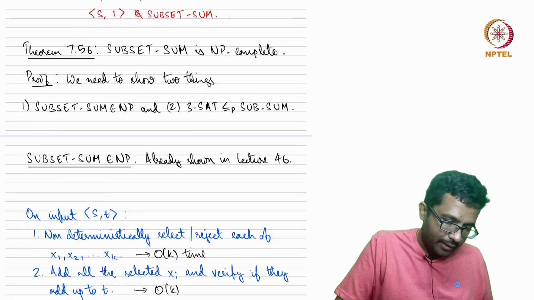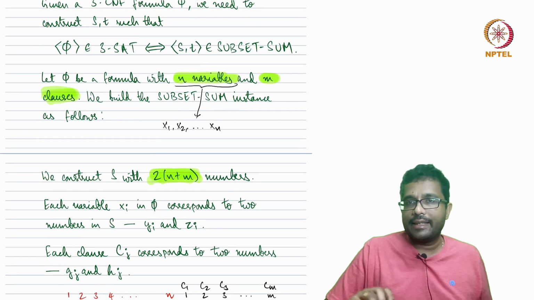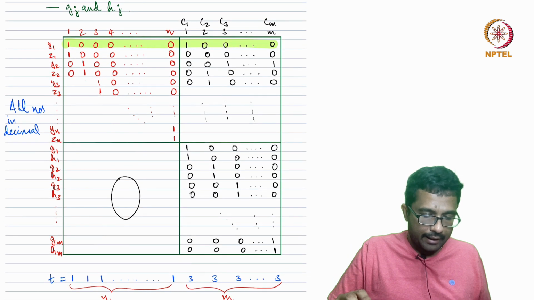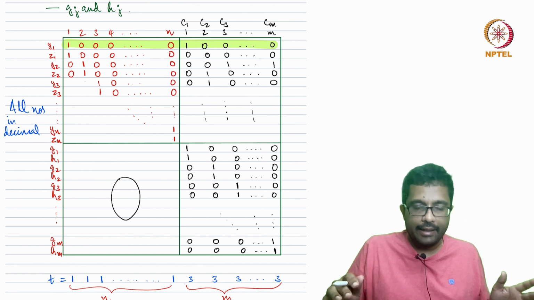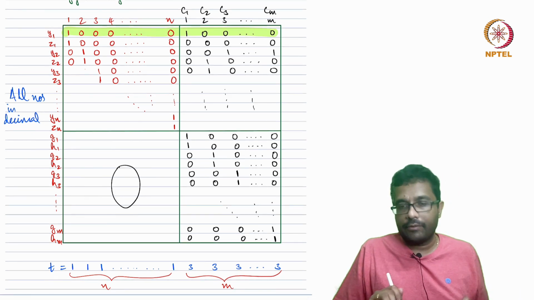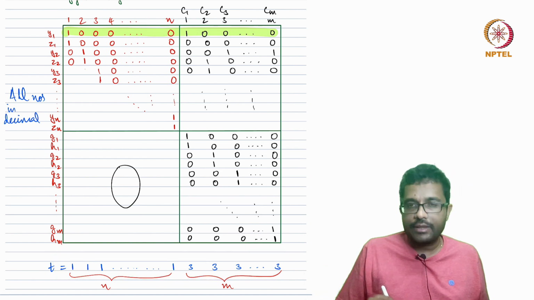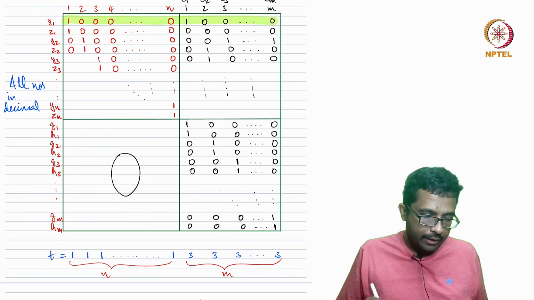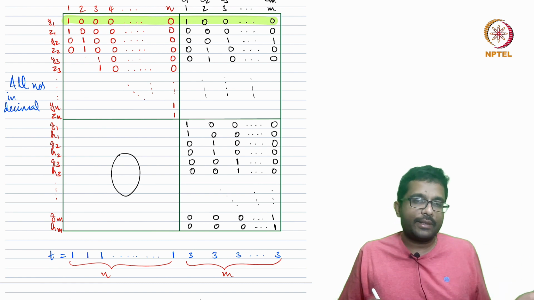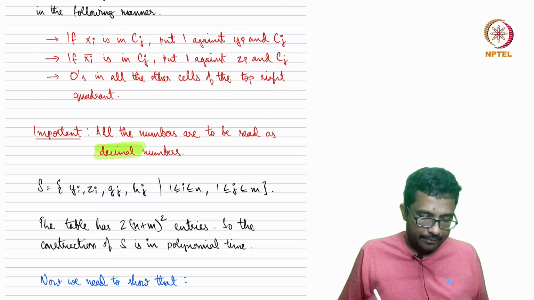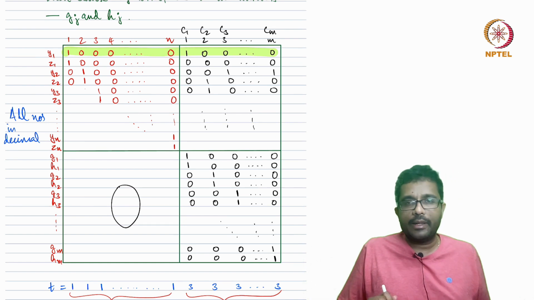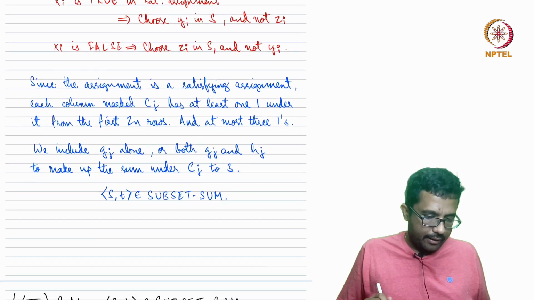So just to summarize, to show that it is in NP was easy, a standard guess and verify approach. To show that it is NP complete, we have to reduce from 3-SAT. So given a 3-SAT instance, we build these numbers whose digits are entirely 0 and 1, but we view them as decimal numbers. 2m plus 2n numbers, where m is the number of clauses in the formula and n is the number of variables. And the target sum is n 1s followed by m 3s. And then we showed that if the formula is satisfiable, there exists a subset that sums to the target, and if there is a subset that sums to the target, the formula is satisfiable. And obviously the construction is in polynomial time, because the number of entries is polynomial in the size of the formula. And that completes the proof.